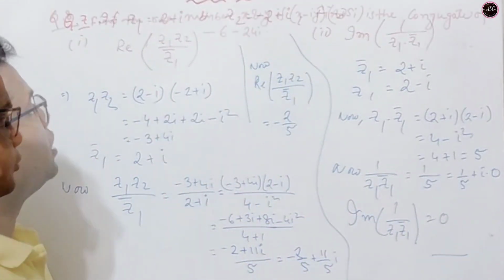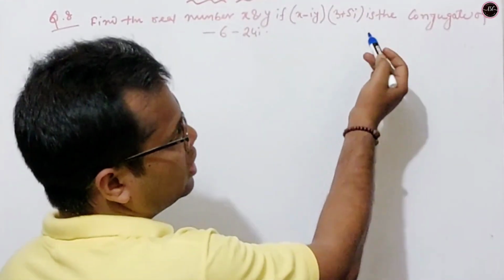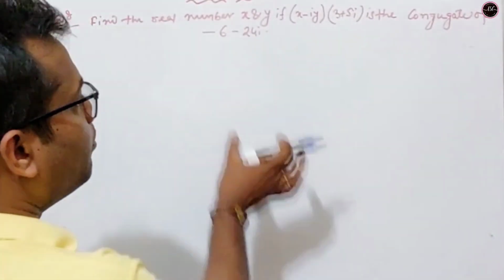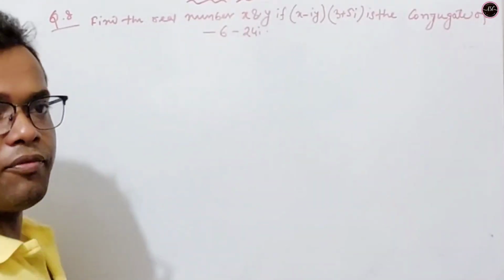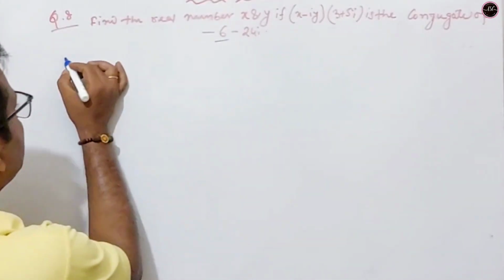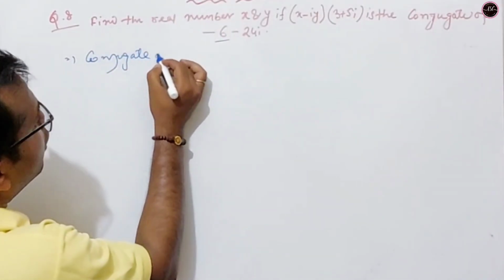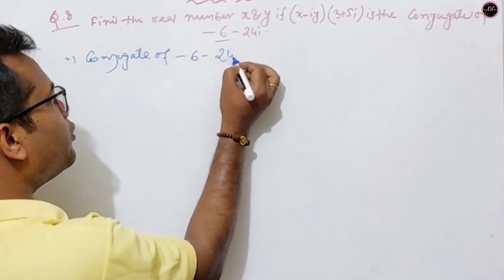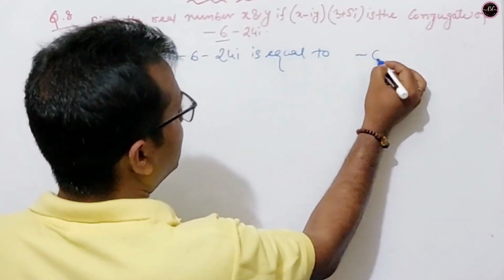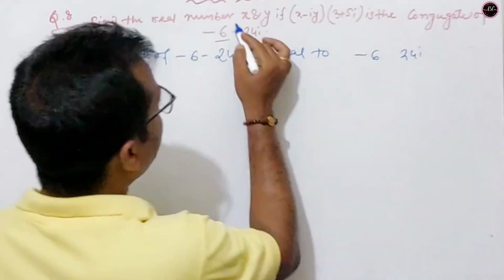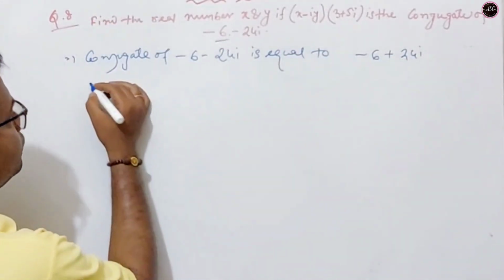Okay. Let's look at this question. Find the real numbers x and y if x minus iy into 3 plus 5i is the conjugate of minus 6 minus 24i. We first find the conjugate of this. So the conjugate of minus 6 minus 24i is equal to minus 6 plus 24i. Here the sign between these two will be changed.